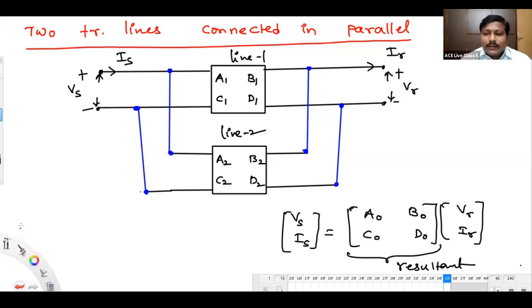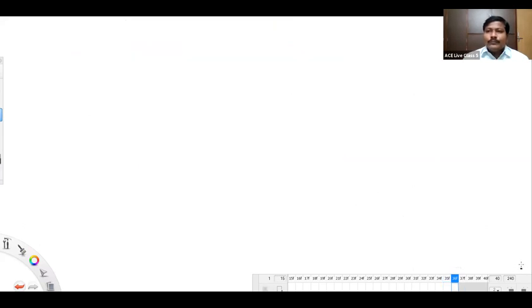Okay, so I'm going to give these four values A0, B0, C0, D0 in terms of A1, B1, C1, D1 and A2, B2, C2, D2. I'm not going with any derivation. Directly I'm going to give these terms in terms of the line 1 and line 2 ABCDs. So I'm moving to the next slide to take up the A0.